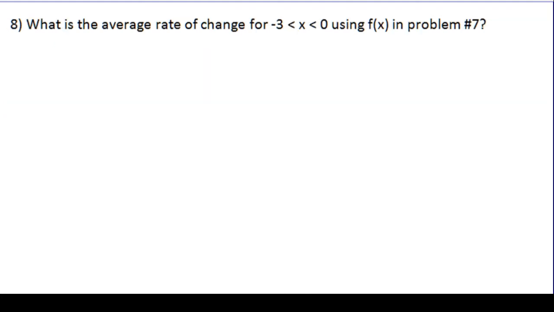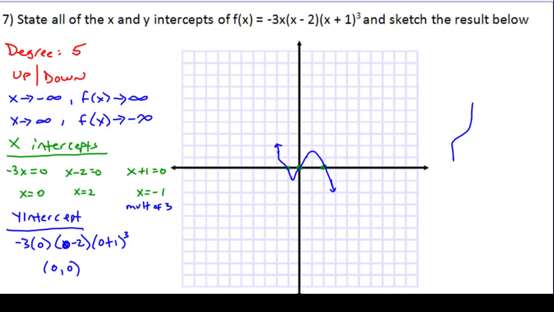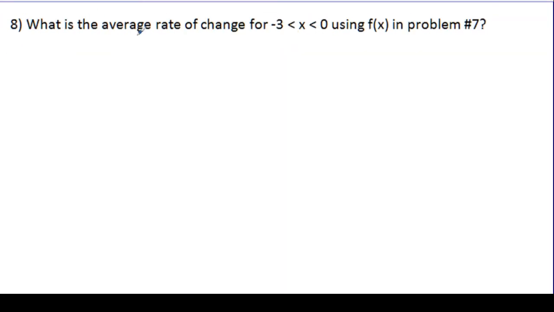Okay, so let's talk about average rate of change. f of x in problem number 7, that's this one right here. See if I can remember this: f of x equals negative 3x times (x minus 2) times (x plus 1) cubed. Okay, that was f of x. We're going to use this function, and now what they're asking us to describe is the average rate of change over the interval from negative 3 to 0.